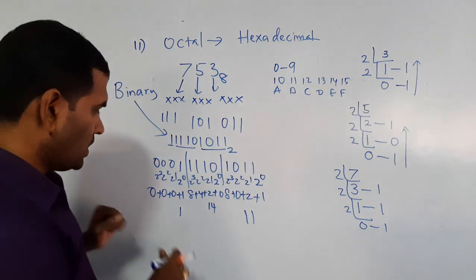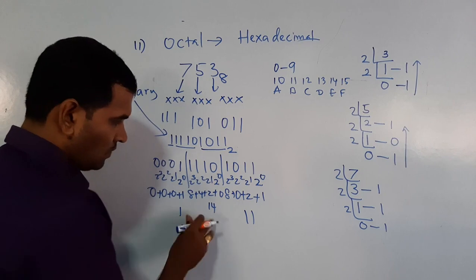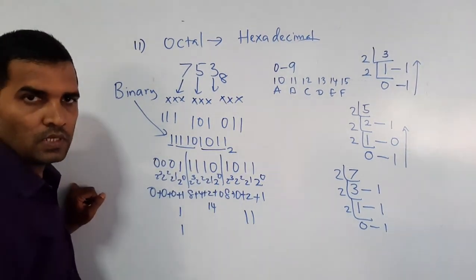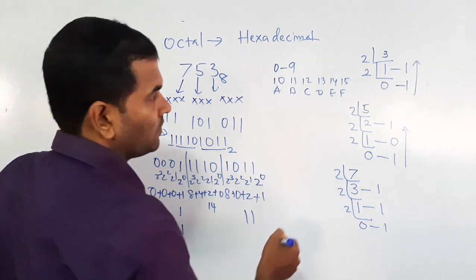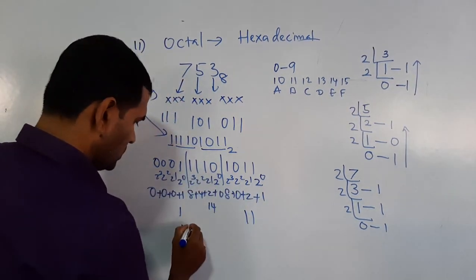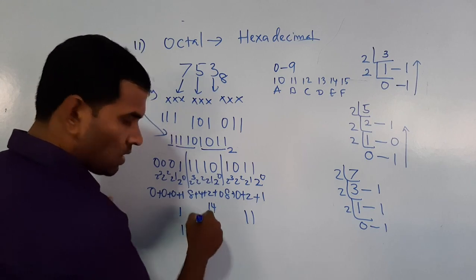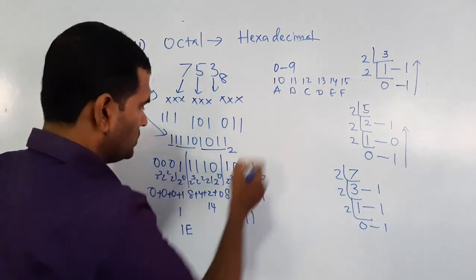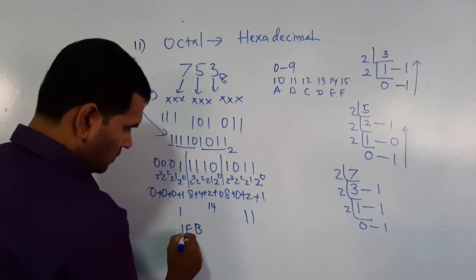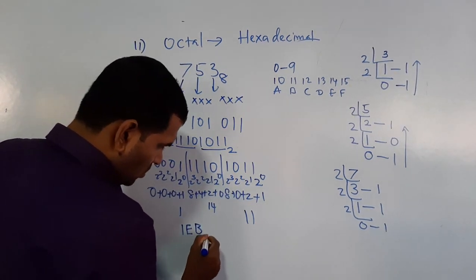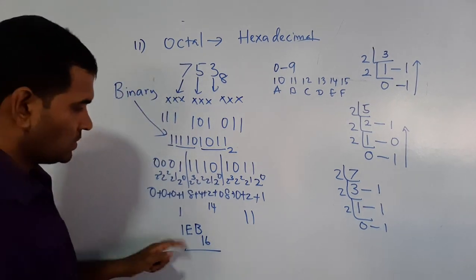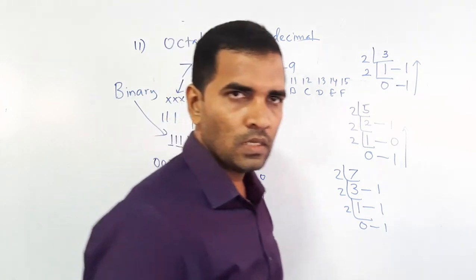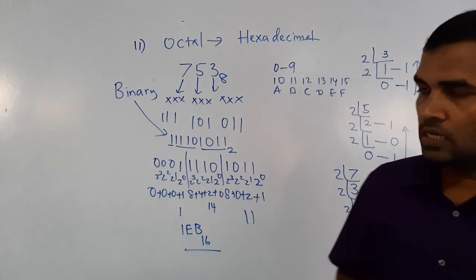So here 1 is correct, okay? So I write it. 14. I cannot write 14 here because 14 is represented by an alphabet, right? It is E. 11 cannot be written because 11 is represented by B. So it is 1EB. Don't forget to put the base. This is the answer. Now we found the hexadecimal equivalent for the octal number.